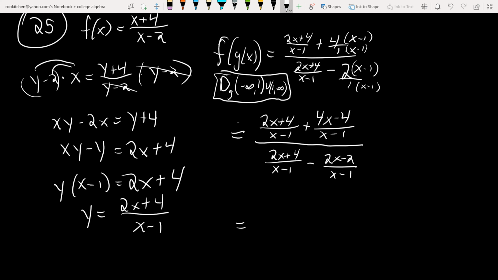Okay, combine the numerators over the common denominator. So you're going to get 2x plus 4x minus 4. Okay, so 2x plus 4x is 6x. 4 minus 4 is 0, and that'll be over x minus 1. And then that's all over 2x plus 4 minus 2x minus 2. And you have to be a little careful with that one because you have to distribute the negative.